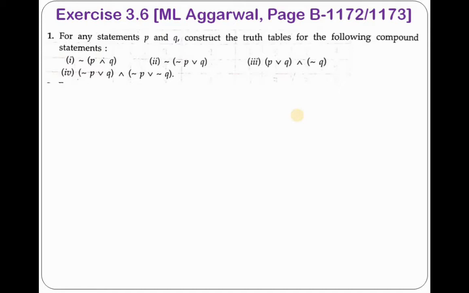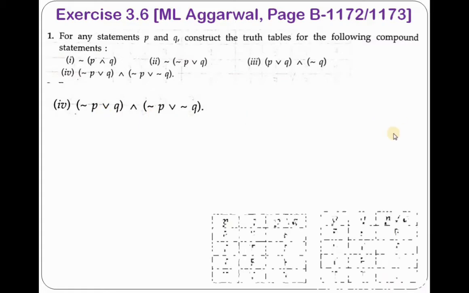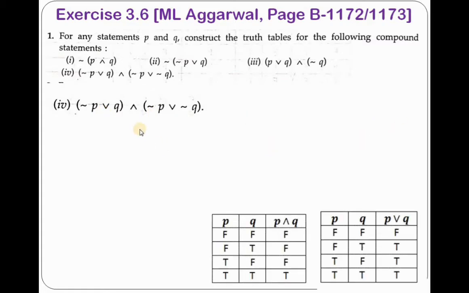Now let me take one more sum from this particular exercise. Let me take question number 4. This is going to be a little longer truth table, as you can see there are many operations being performed. Here you can see that the only statements are P and Q, so as usual you have to draw them. AND is there and OR is there, so I have drawn the truth tables for your reference out here.